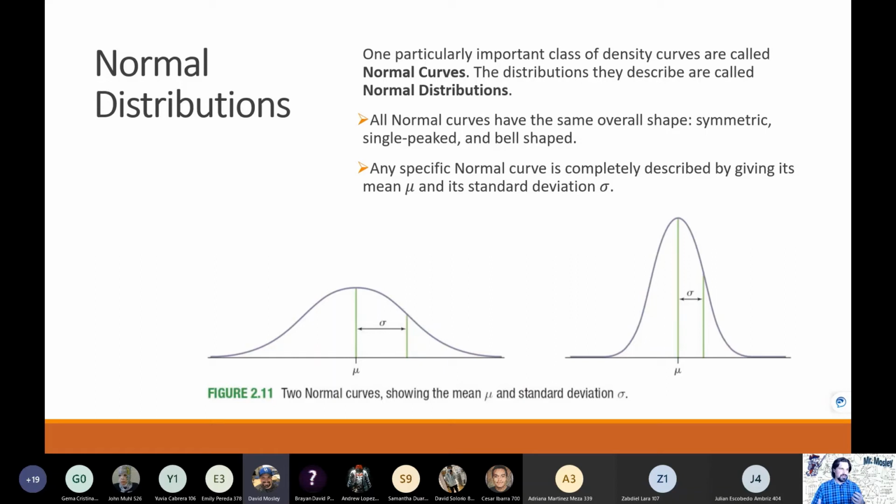Normal distributions are based on this idea of normal curves. One particularly important class of density curves are called normal curves. The distributions they describe are called normal distributions. All normal curves have the same overall shape. They are symmetric, single-peaked or unimodal, and bell-shaped, which means they have that peak and then they taper off on both sides.